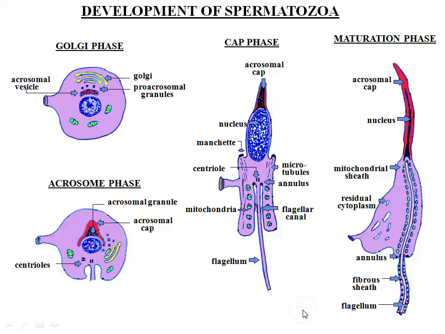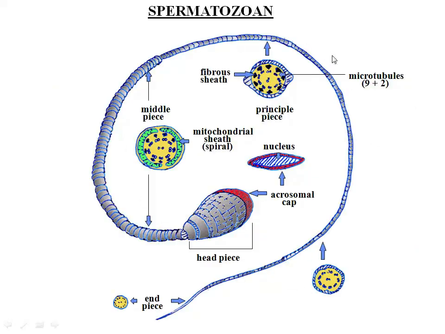Now, development of spermatozoa, just for reference, has different phases: from the spermatogonium, the Golgi phase, then the acrosome phase, cap phase, and maturation phase. This is a diagrammatic presentation of a mature spermatozoon with the acrosomal cap, head piece, then the middle piece, then the tail portion and the end piece. They have shown the cross sections.